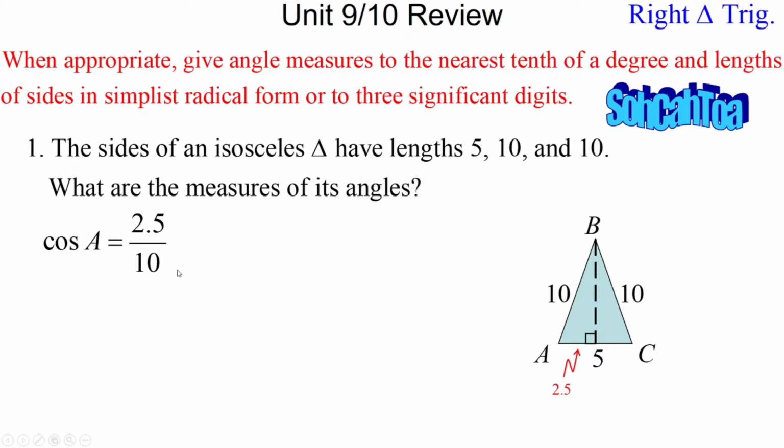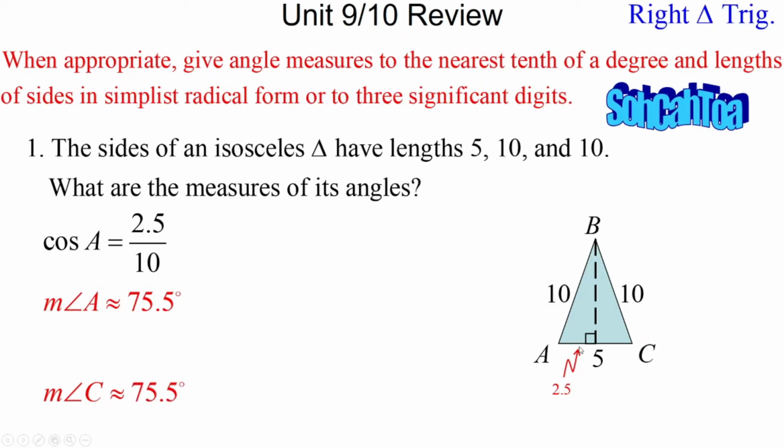All right, and now, well, how do we solve for A? Well, we have to undo the cosine, so we're going to go inverse cosine of both sides. So this implies the measure of angle A would be approximately. Now get your calculator out and make sure you're in degree mode and punch in inverse cosine of 2.5 over 10. Okay, I did that and I got 75.5 degrees. So angle A there is 75.5 degrees, and I hope you remember the base angles of an isosceles triangle are congruent. So that means angle C would also be 75.5 degrees.